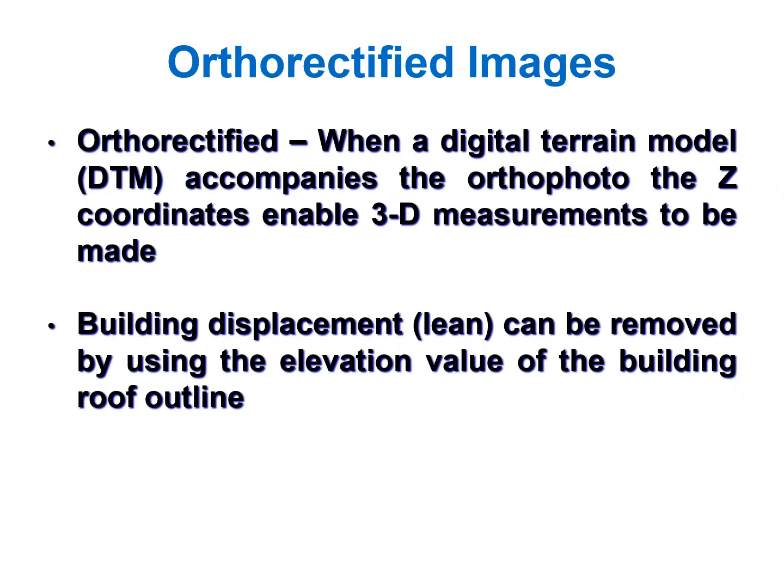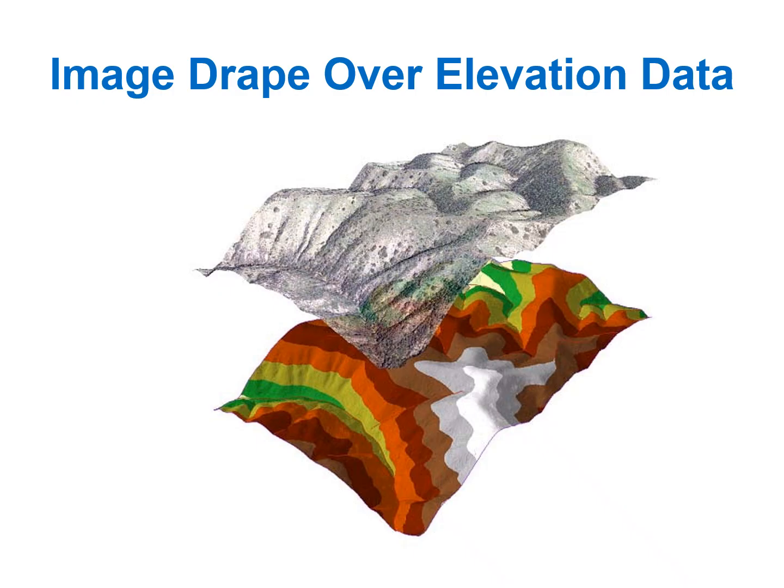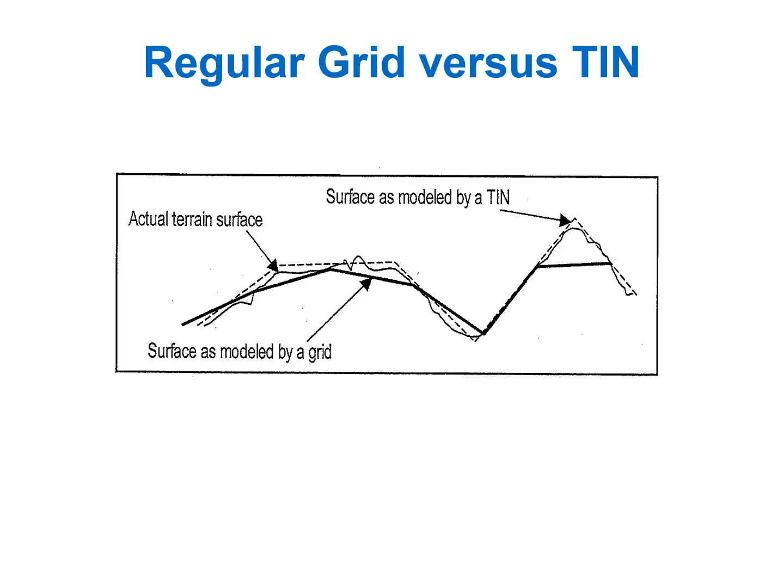Orthorectified images. When a digital terrain model, a DTM, accompanies the orthophoto, the Z coordinates enable 3D measurements to be made. Building displacement lean can be removed by using the elevation value of the building roof outline. This is an image strip over elevation data. Regular grid versus TIN.